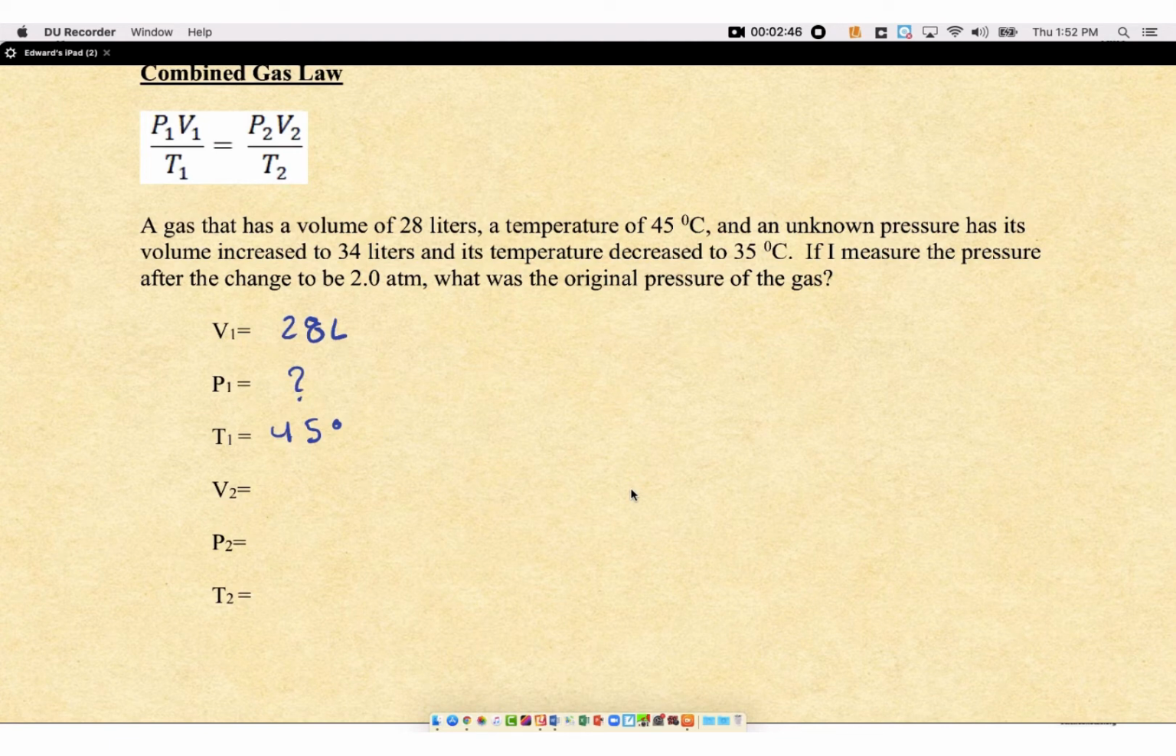It says we increase the volume to 34 liters. Its temperature decreased to 35 degrees Celsius. If I measure the pressure after the change, so that's our 2 atmospheres right here, what will be the original pressure? Now our answer is going to be in atmospheres.